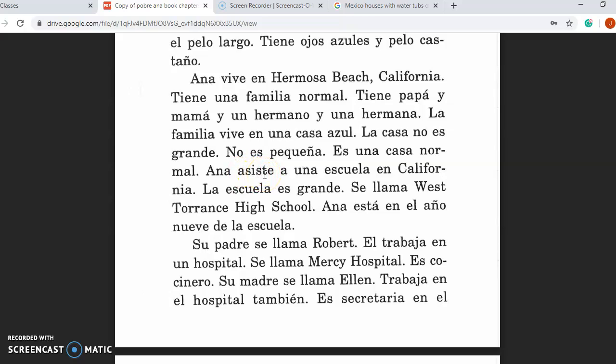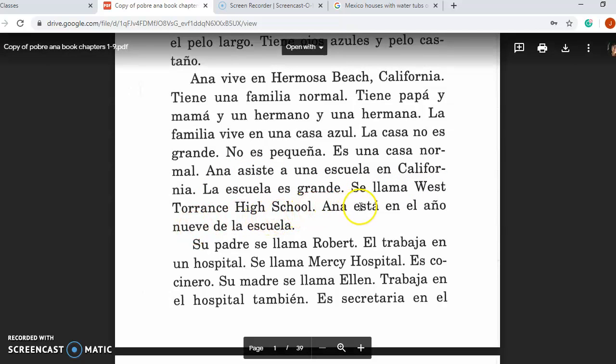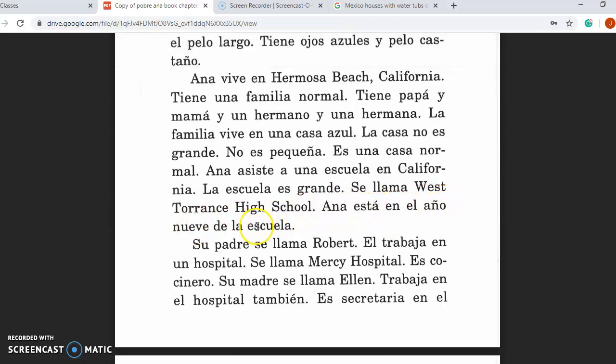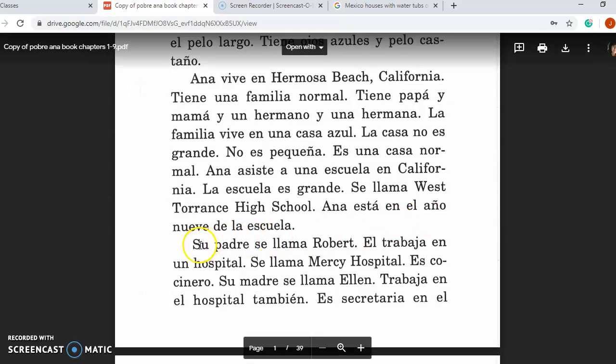And Spanish has just about as many of those as normal cognates, so you just have to remember that asiste means goes to or attends. The school is big. It is called West Torrance High School. Anna is in year 9 of school. And in Spanish, sometimes they will actually say that. Instead of using words like freshman, sophomore, junior, senior, they'll say year 9, year 10, year 11, year 12.